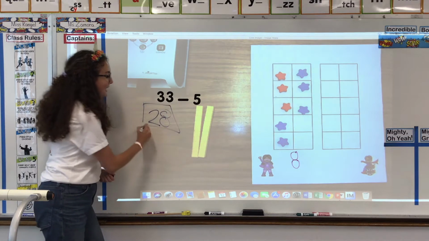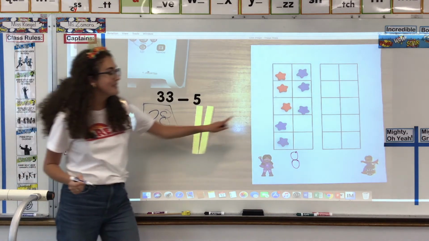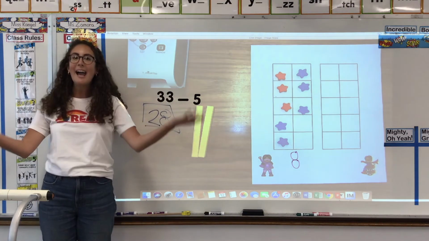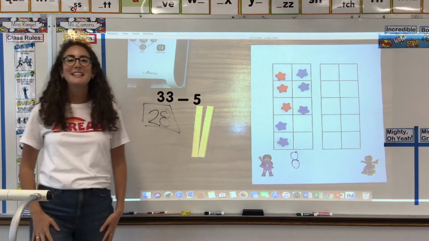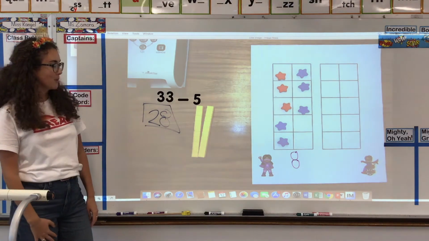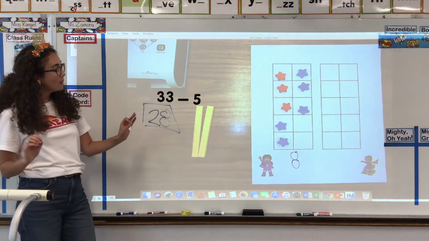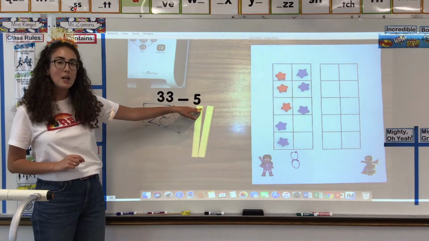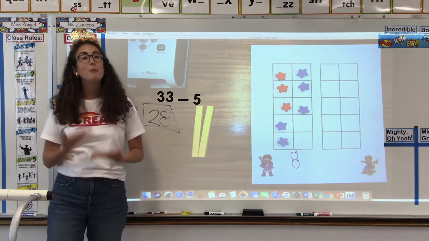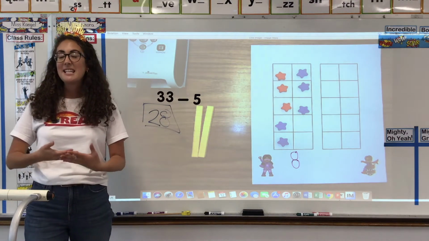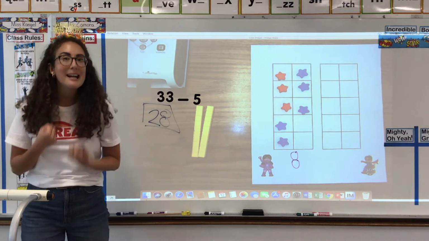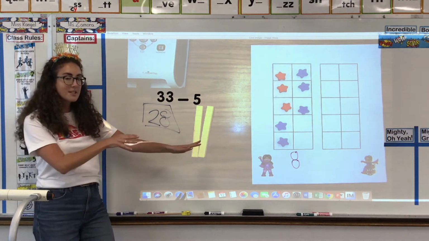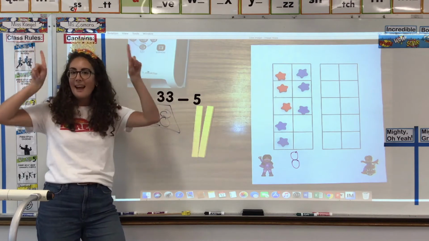28, exactly. We have 2 10s and 8 1s left to have 28. Good job. Okay, Super Scholars. So this problem had 2 digits, but we were only taking away the ones. What happens when we are going to take away 10s and 1s in the same problem? So this was our starter. Let's take it to the next level.